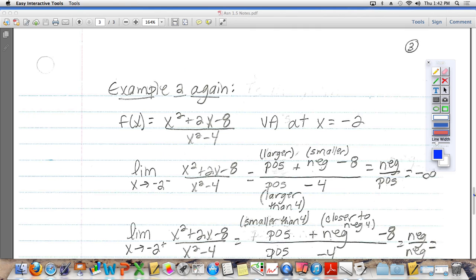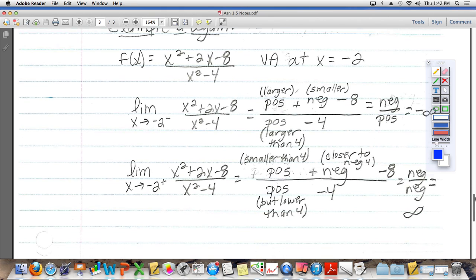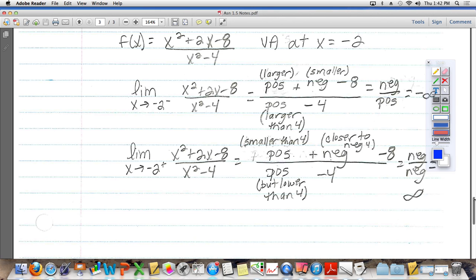A negative divided by a negative is a positive. All right, and I think I have that in here. I hope. Positive. How do you feel about this? Good?